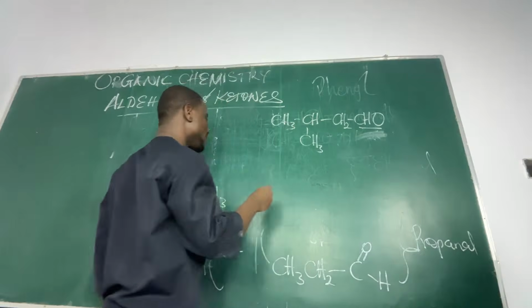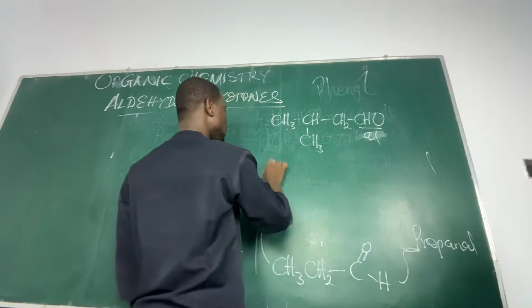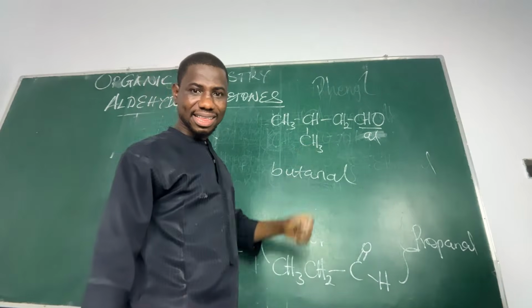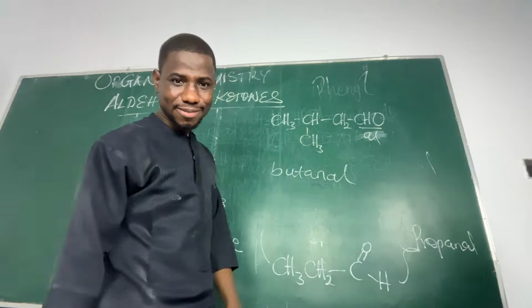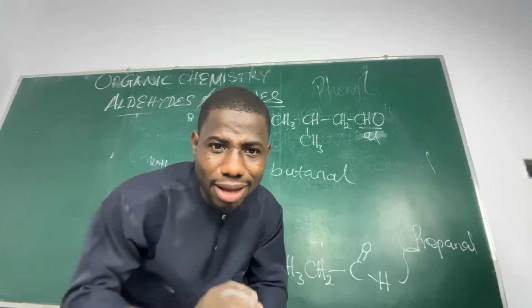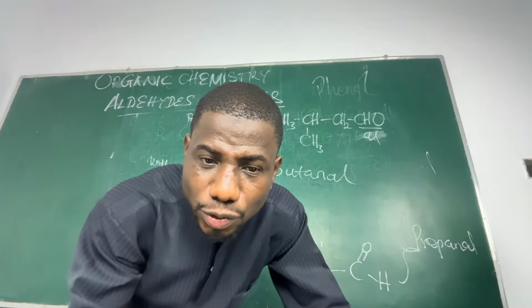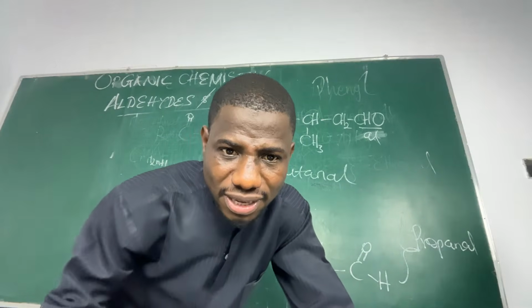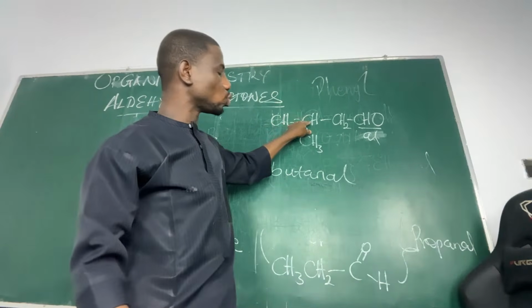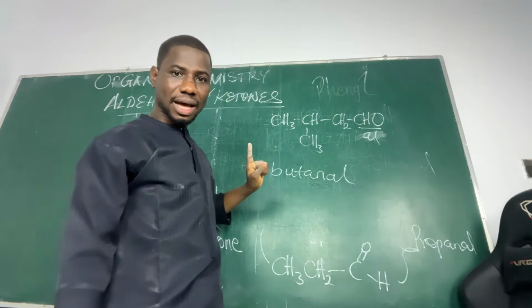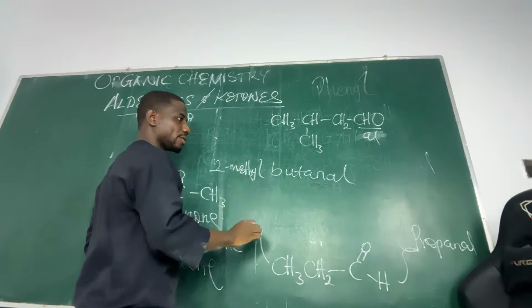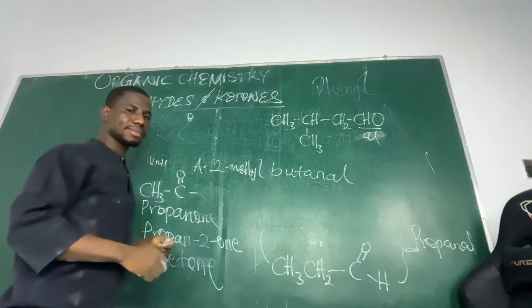1, 2, 3, 4, so we call it butanol, right? But we have a CH3 here serving as a branch. Now, the mistake here is that some call it 2-methyl butanol, and some call it 3-methyl butanol. Why? Some number from the left-hand side and say 1, 2, so it is 2-methyl butanol. That can be your option A in the exam.